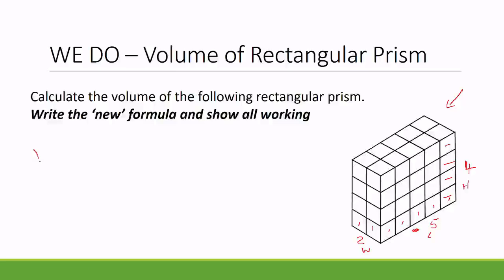Now I should be able to work out the volume of my rectangular base prism. Now I'm not going to use length times width times height. I'm going to use this new formula that was on the previous slide. So I'm going to say the volume is area of base times height.